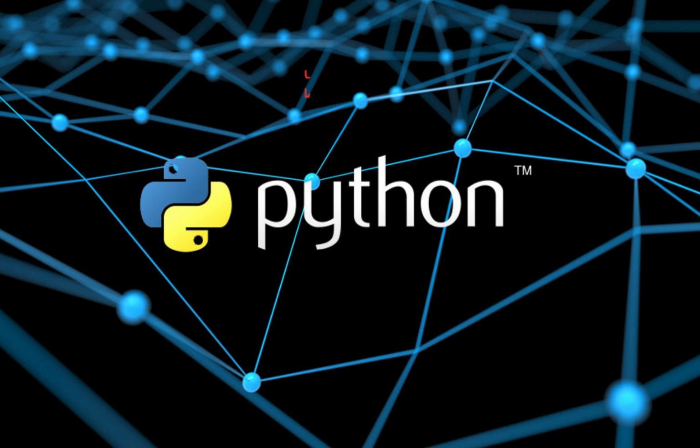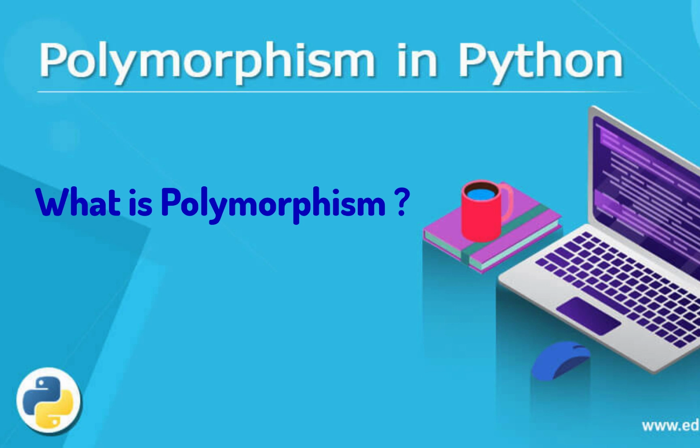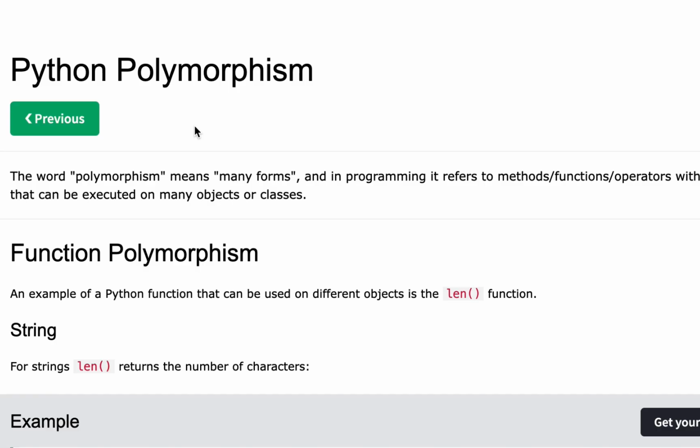So today we will start off with Python polymorphism, and I told you guys to find out what Python polymorphism is as our question or homework. If you check a dictionary, the word polymorphism means many forms, and in programming it refers to methods, functions, and operators with the same name that can be executed on many objects or classes.